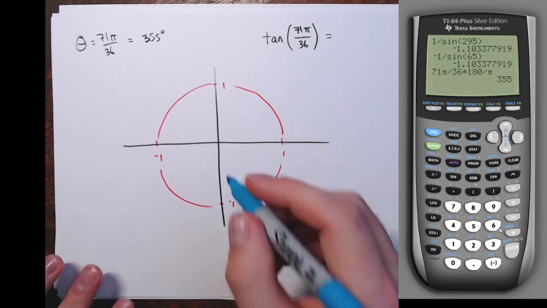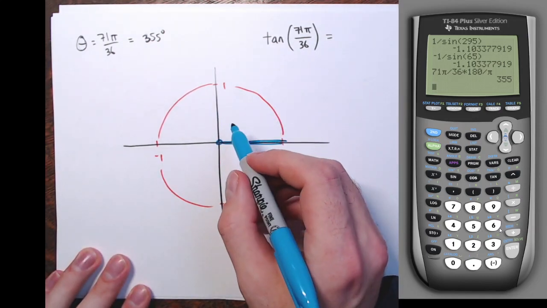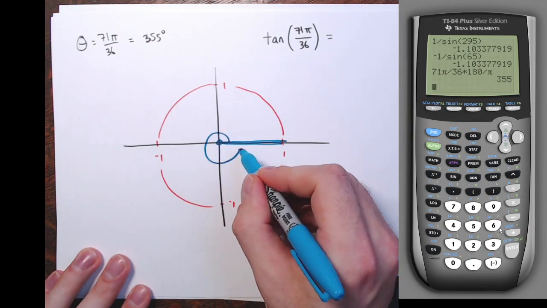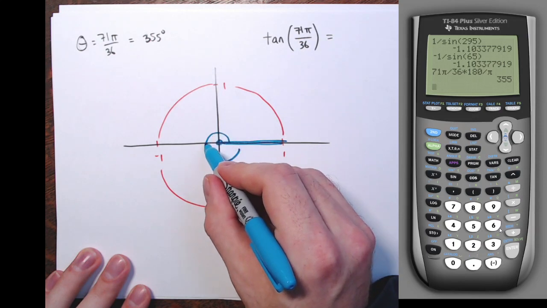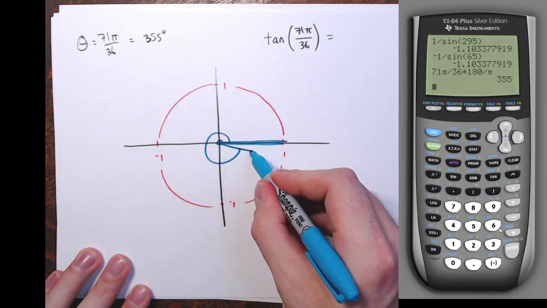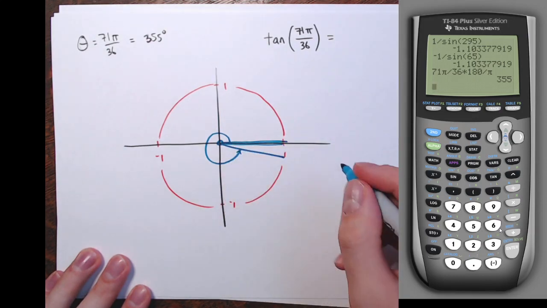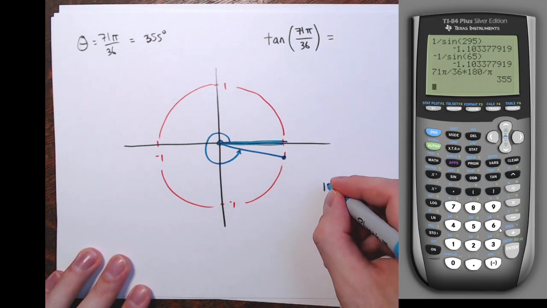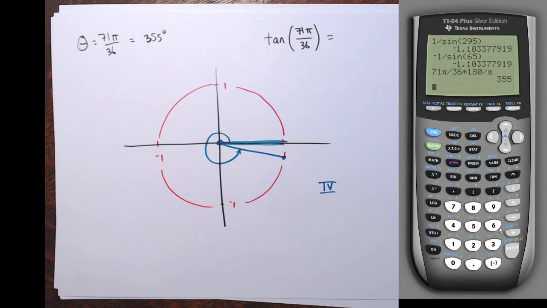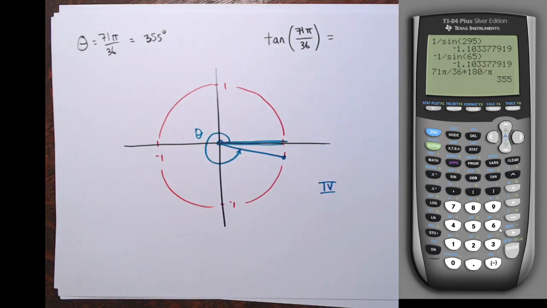So let me draw that in. Again, standard position, so 355. Once around is 360, so 90, 180, 270. Don't go to 360, it's too big. But it's only 5 degrees away from one all the way around. So we're here in quadrant 4, right? We're in quadrant 4. So there's theta, the 71 pi over 36.